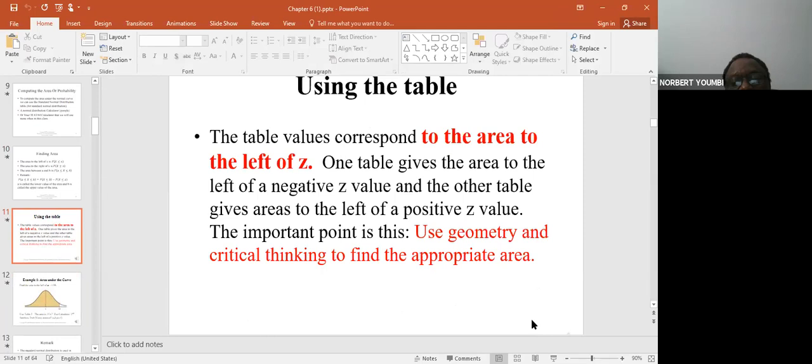The table values correspond to the area to the left of Z. One table gives the area to the left of a negative Z value, and the other table gives the area for the positive values. If you look into your textbook, you can see those tables either on the formula sheet or towards the end. If the formula sheet is no longer in your textbook, you can look at this normal distribution table on page 650. So there are two ways to answer questions about the normal distribution. Either you read it from the table or you use a normal distribution calculator.